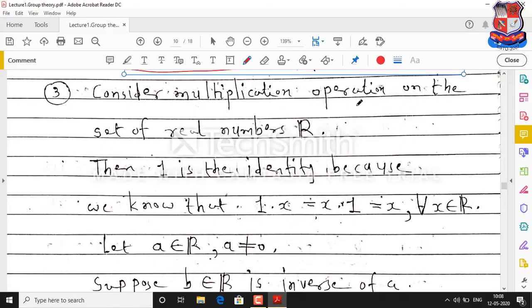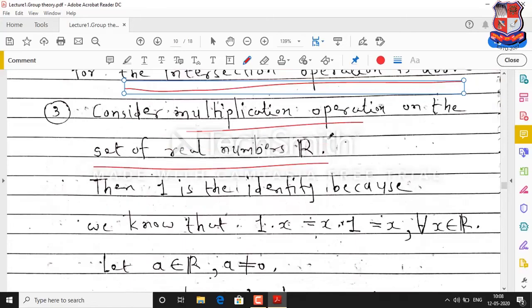Next example, we consider the multiplication operation on the set of real numbers. Then what will be the identity element with respect to multiplication? Okay, here this is obvious. We know that 1 into x is x into 1 for every real number. So 1 is the identity with respect to the multiplication operation on the set of real numbers. So we can talk about inverse elements in R.